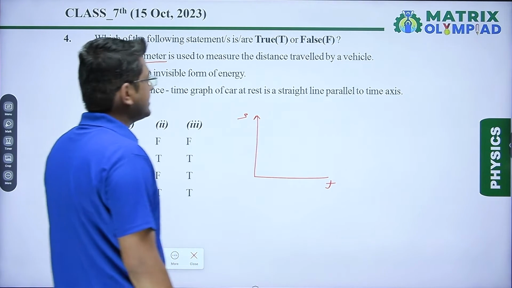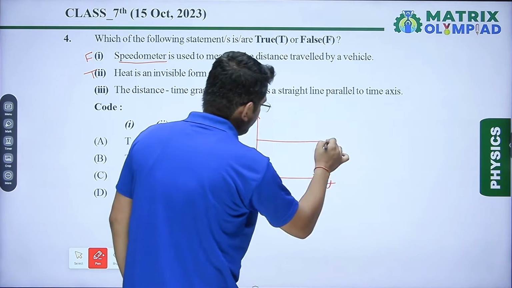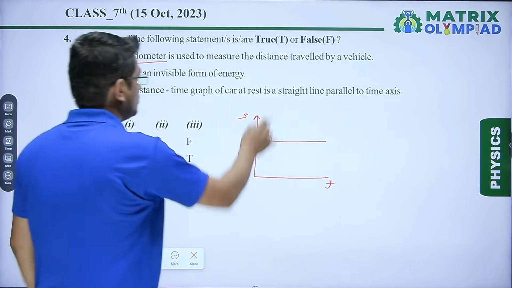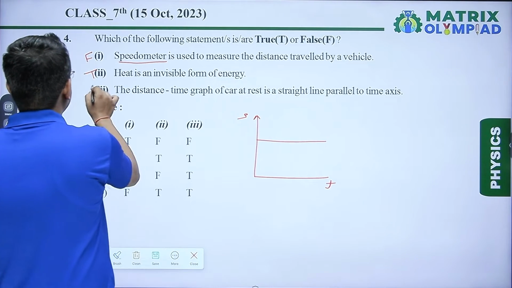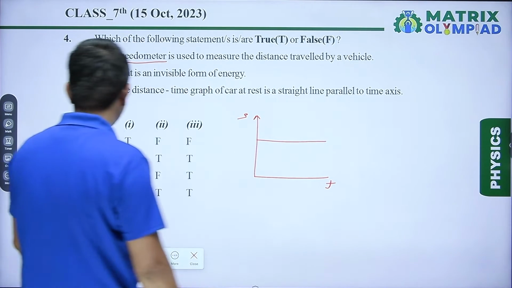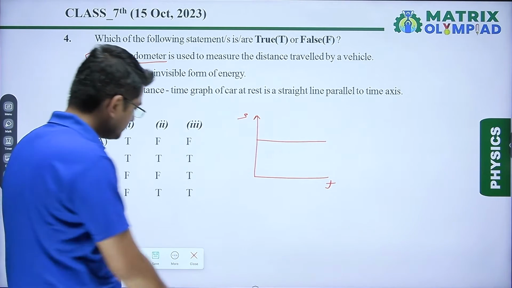So if the car is at rest, that means the value of distance will not increase. So the graph will be a line parallel to the time axis. So this is also a true statement. So our correct code will be false, true, and true. So option D is our correct answer.